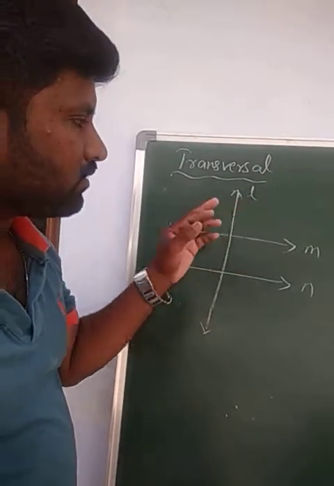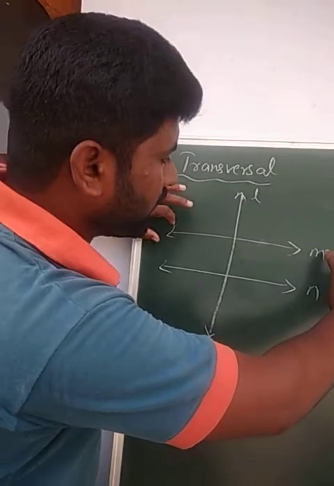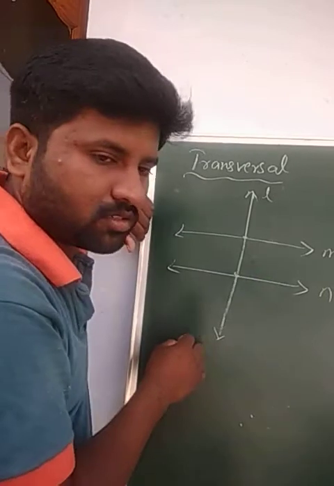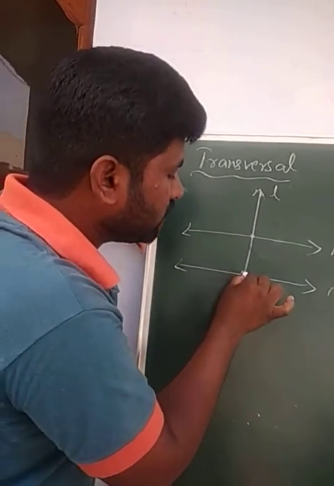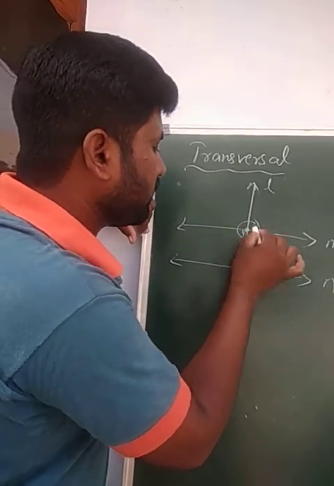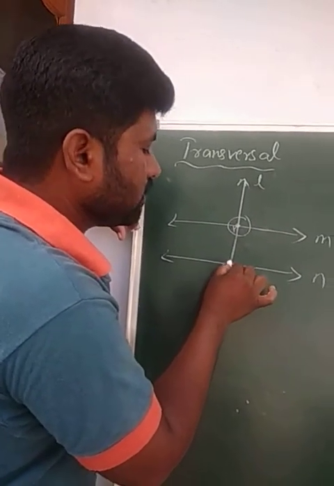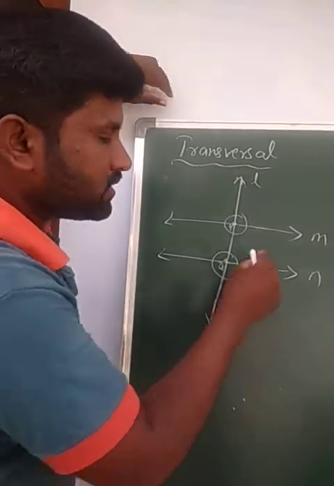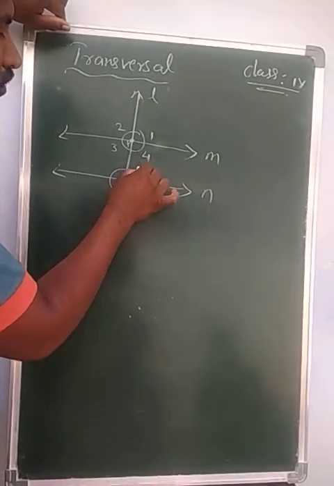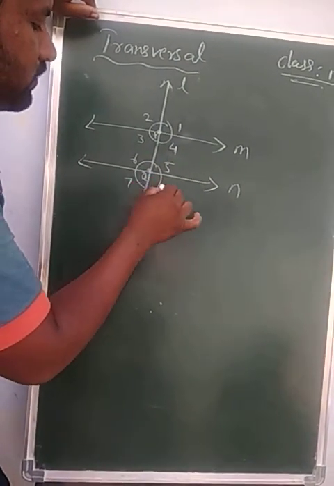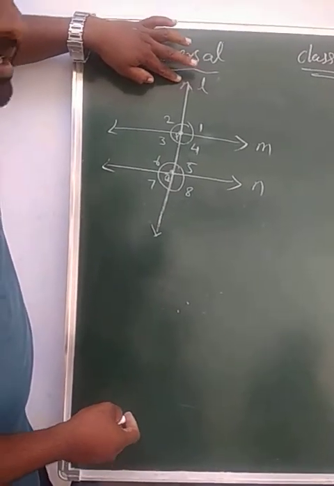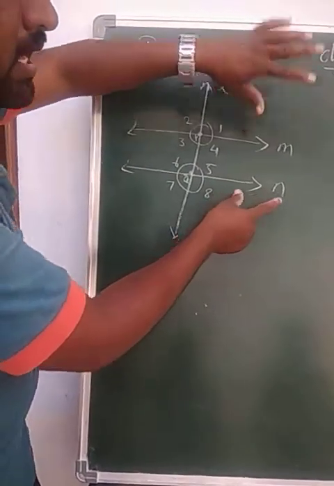Another line L intersects the two parallel lines M and N at two distinct points. What are they? Here and here. This is point P and this is point Q. They form 8 angles. See there, 1, 2, 3, 4, 5, 6, 7, 8. Now L is a transversal and M and N are parallel lines.